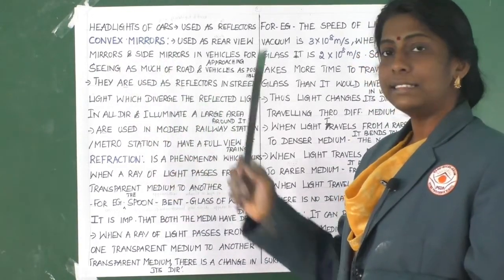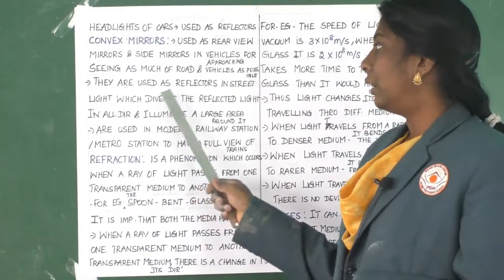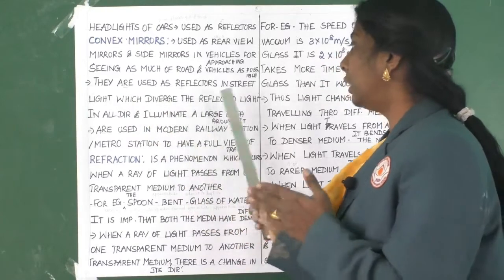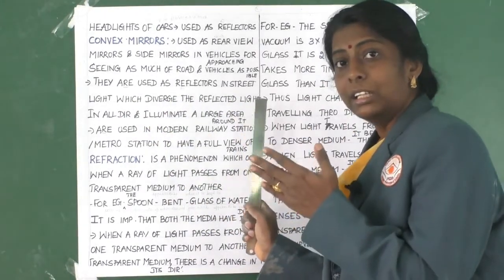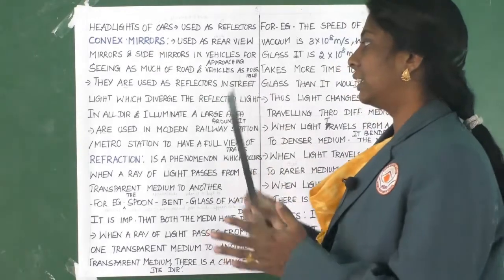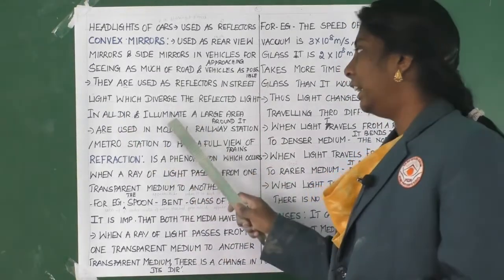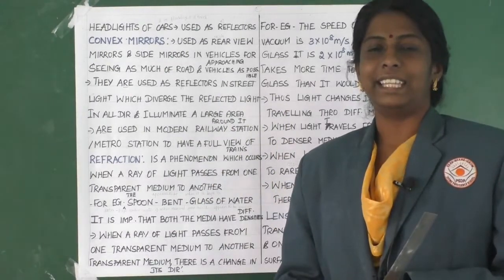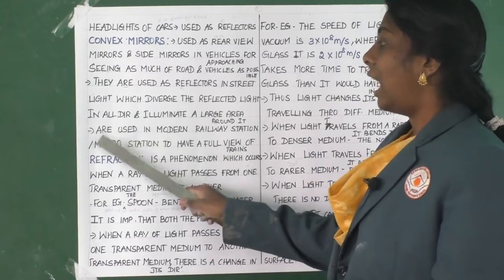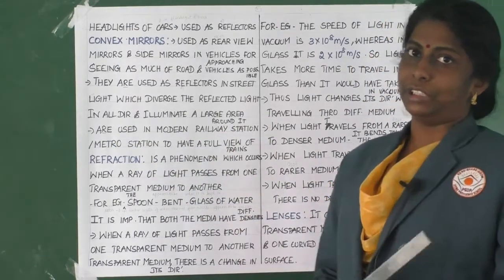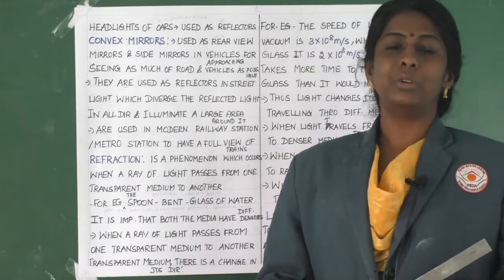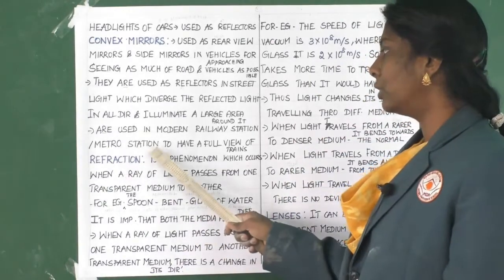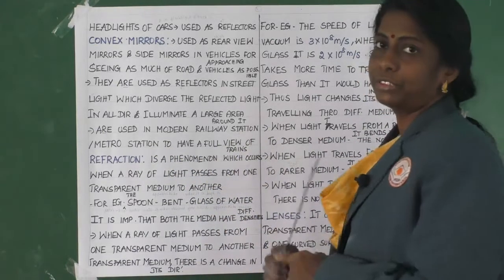Then they are used as reflectors. These convex mirrors are also used as reflectors, where they are used in street light which diverge the reflected light in all directions and illuminate a large area around it. Then they are used in modern railway station. This convex mirror is also used in modern railway station or in metro station, to have a full view of trains.